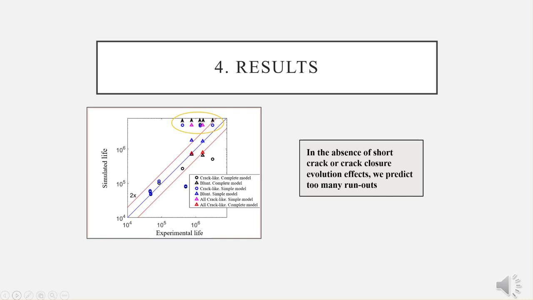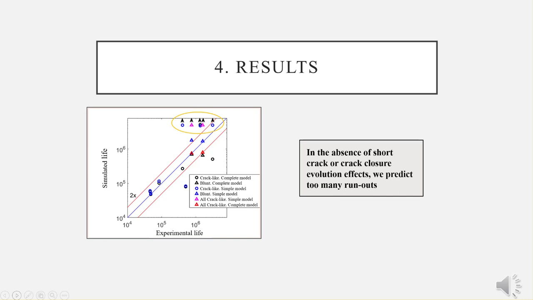First group of data, depicted in blue, represents the simulations obtained by making use of the simplified crack growth law, which does not account for crack closure developing effect. As stated before, this crack growth law predicts too many unexpected runouts. On the contrary, black icons represent simulations computed with the complete model proposed in the present work, yielding more accurate results.